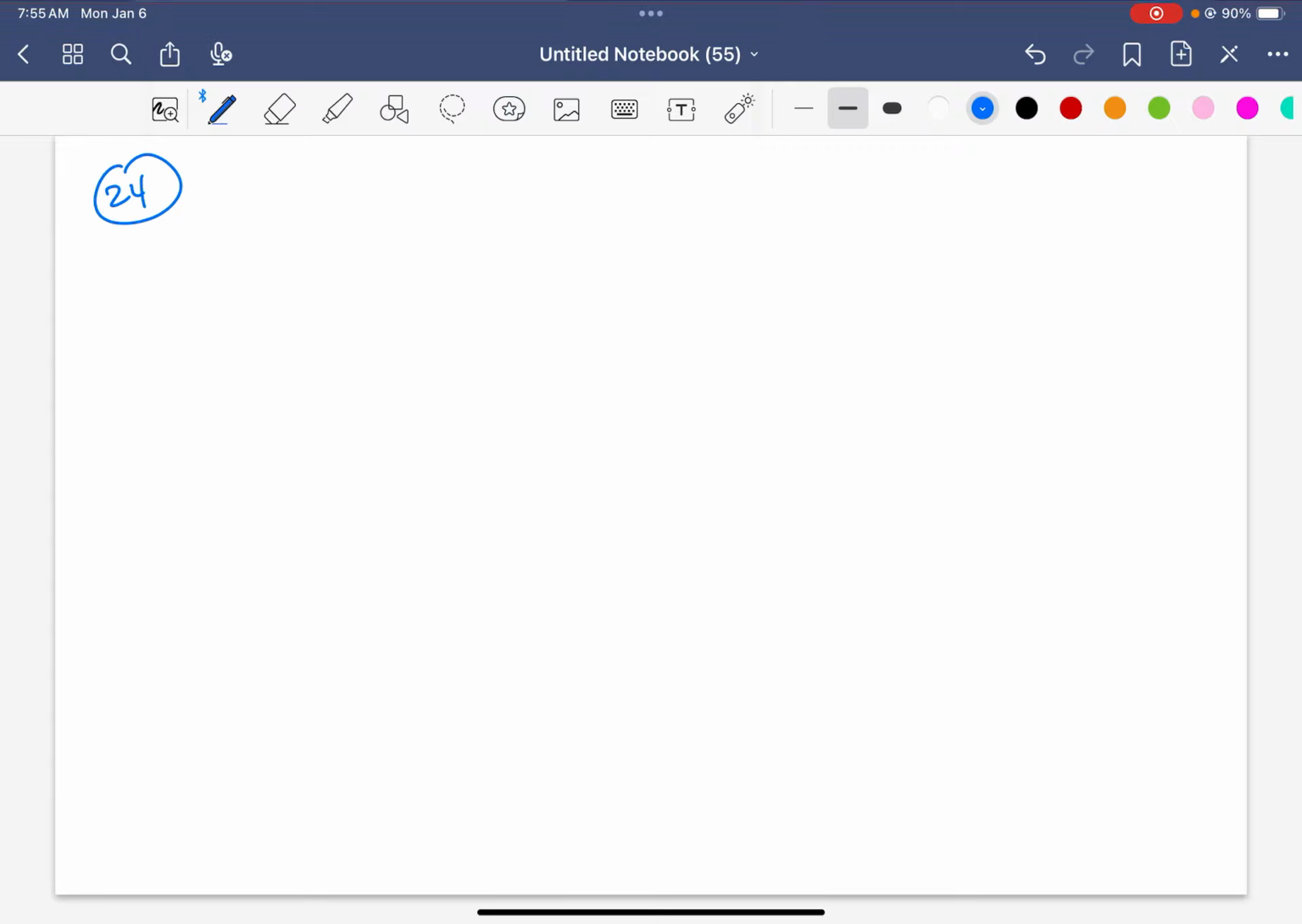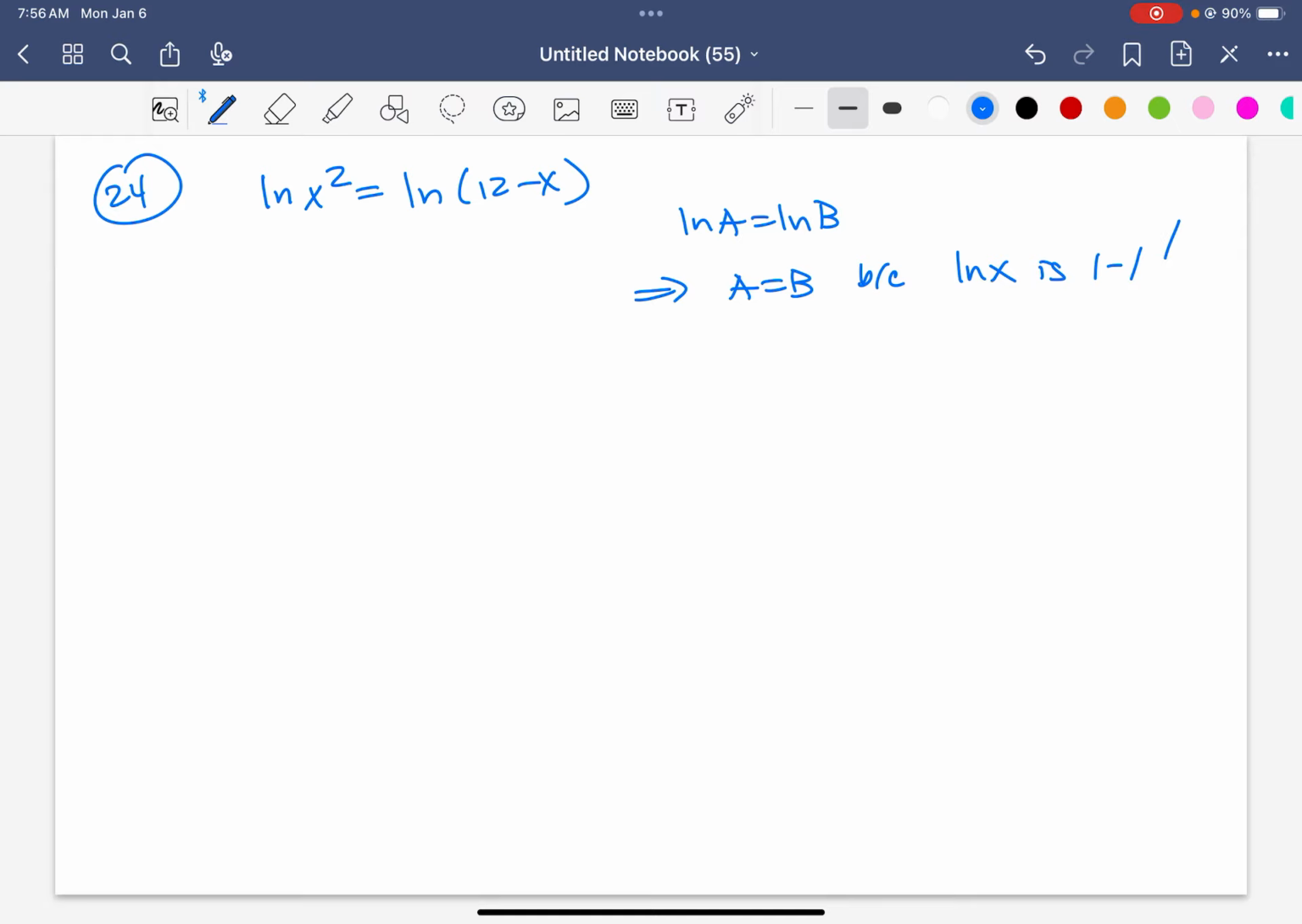So then if I look at 24, it wants you to solve natural log of x squared is equal to the natural log of 12 minus x. Well, if I have natural log of a is equal to natural log of b, I know that a must be equal to b because natural log of x is a 1-to-1 function.